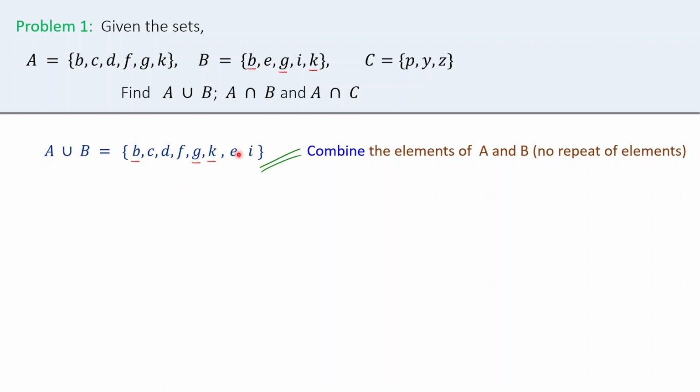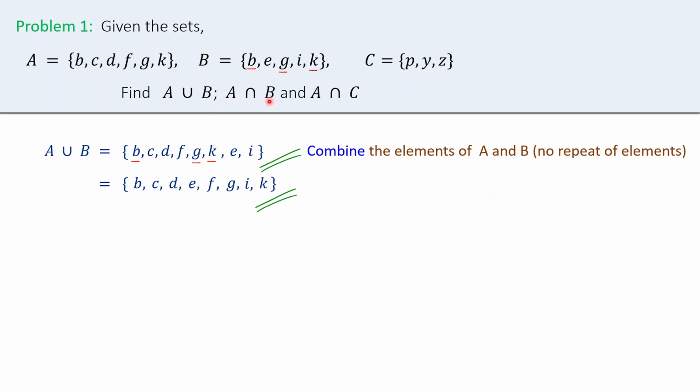You can also write these elements in the alphabetical order, that is B, C, D, E, F, G, I, K. Both are correct. You can leave it like this or write in the alphabetical order.